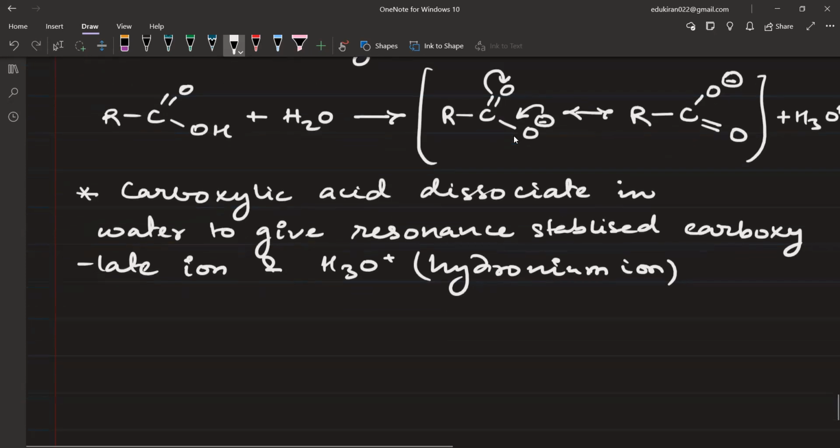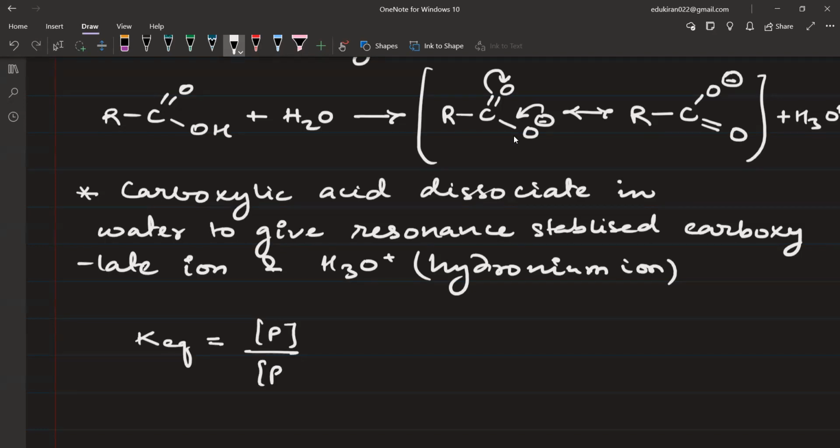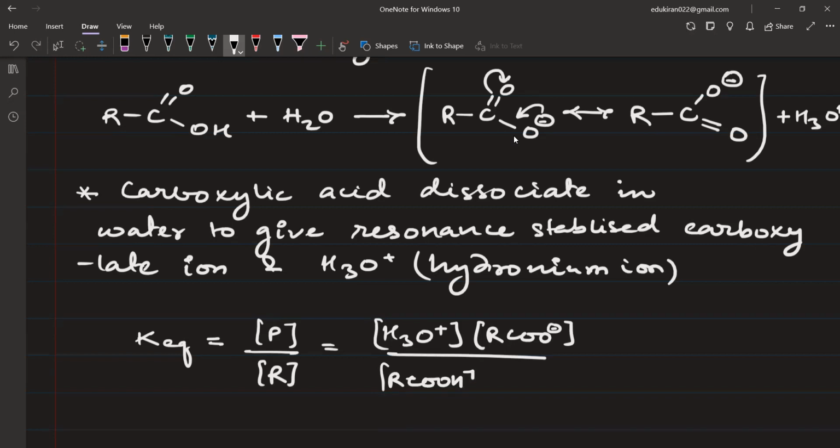Now, how to check the acidic strength? Qualitative we will take later, first let's take quantitative. If we take quantitative analysis, that is going to be determined by the equilibrium constant. If I write the K equilibrium for this case, K equilibrium will be equal to what? The products upon the reactants raised to their stoichiometric coefficients. The products are H3O plus, multiplied by the concentration of RCOO negative, divided by the reactants, RCOOH, and we have water.